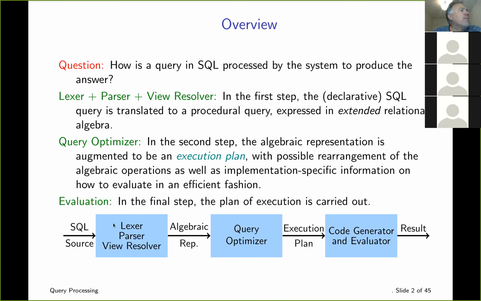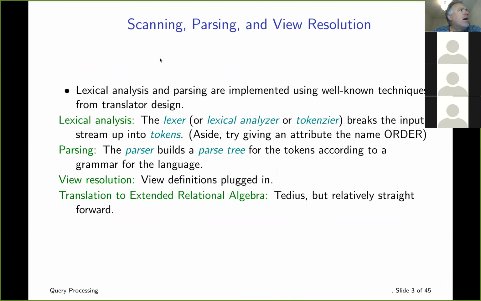If we look at these in a little bit more detail, what's going on in this scanning, parsing, and view resolution? The first thing you have is a lexer. The lexer first tokenizes, so it breaks the input into a set of tokens. Then it figures out which of those tokens are database tables, which are SQL keywords, and which are literals, like literal values such as 455, or a quoted string.